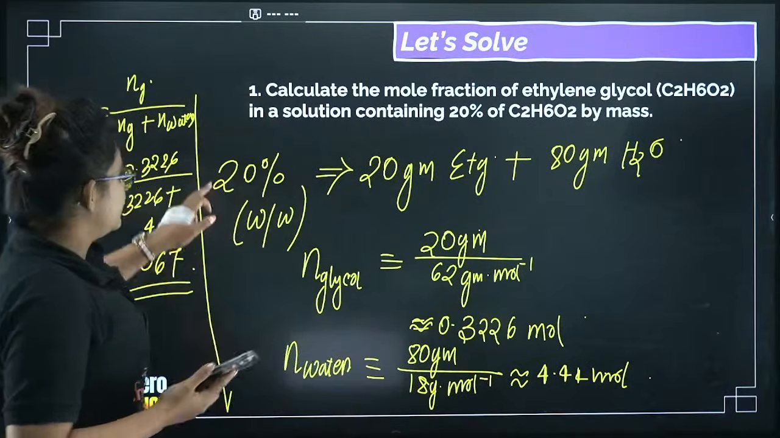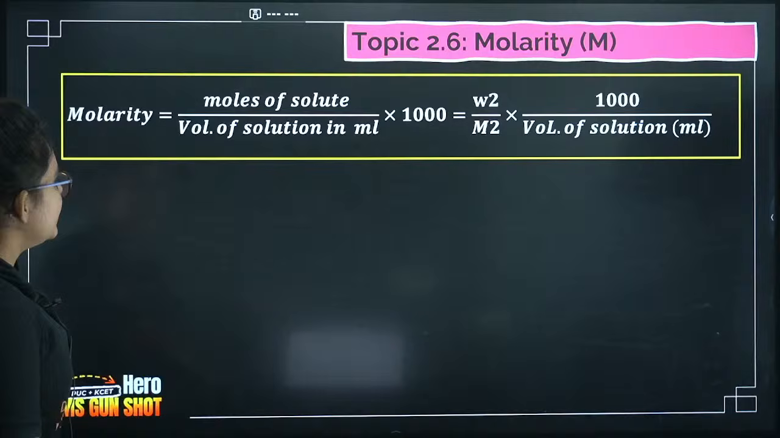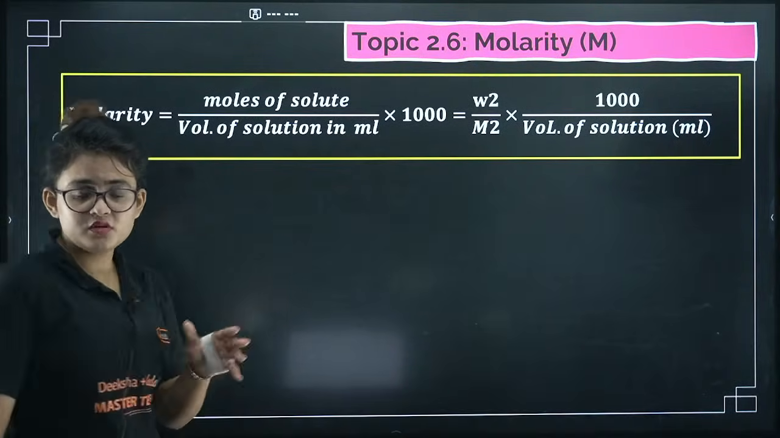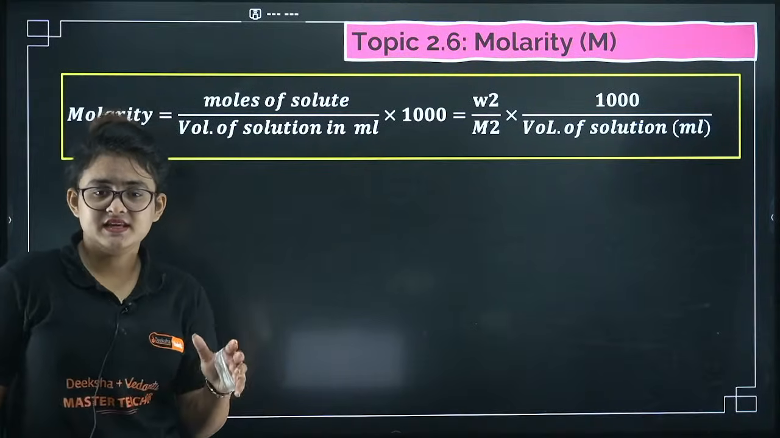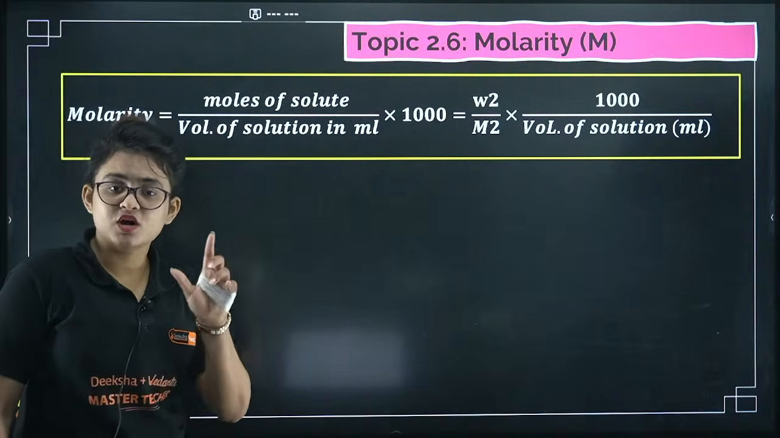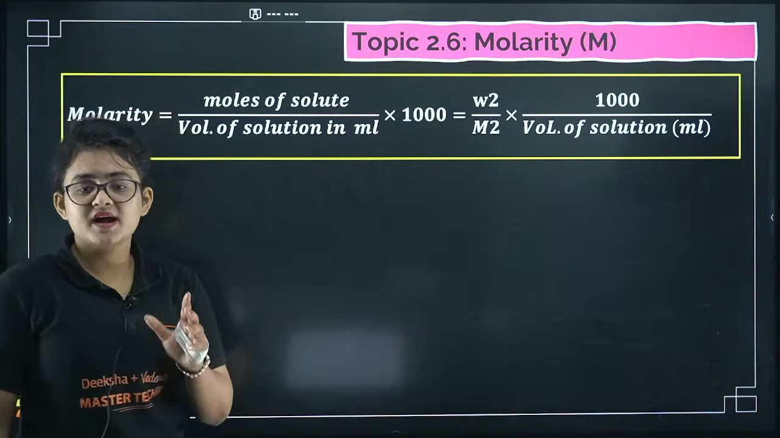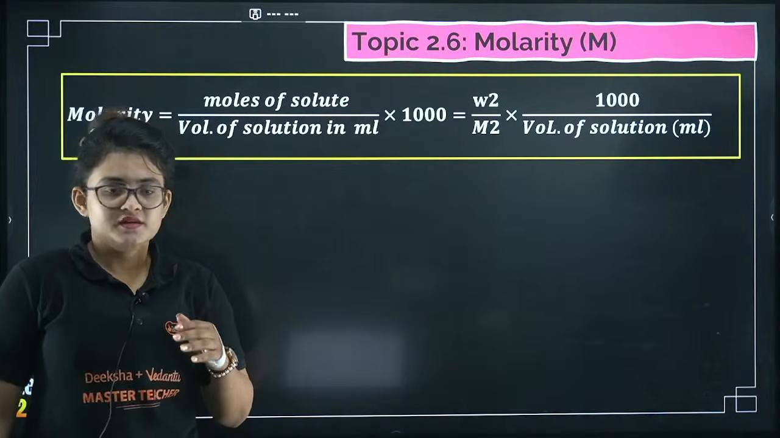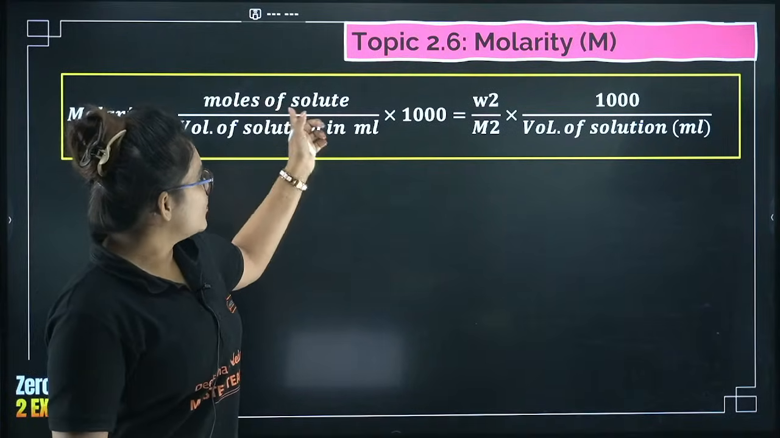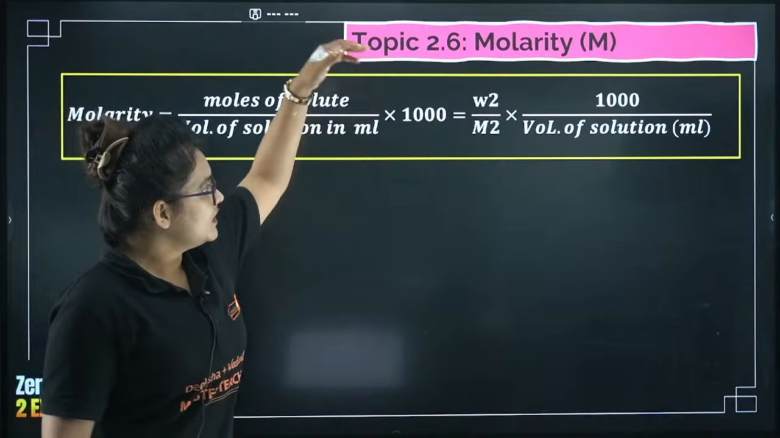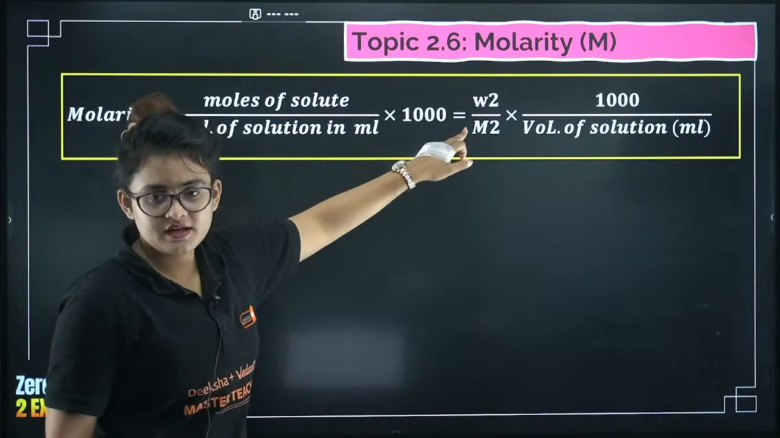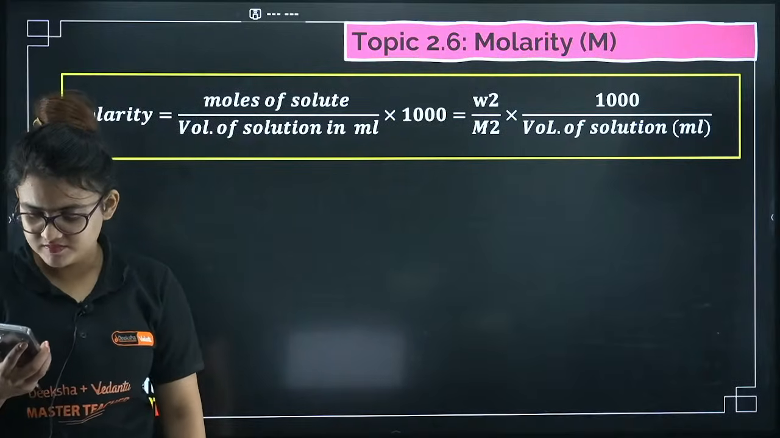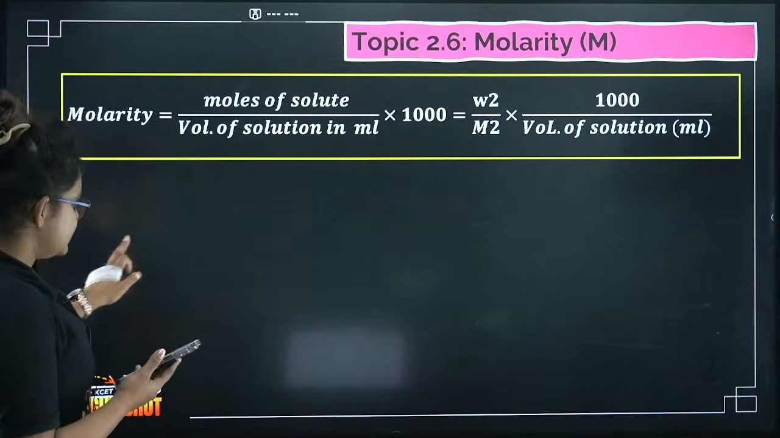Next question, molarity. This is the formula of molarity, that is the number of moles of solute present in 1 liter of the solution. So in the denominator you must have the volume of the solution. In case of number of moles, you can break it down as given weight by molecular weight, into 1000, divided by the volume of solution. Please note down the formula. Next, let's proceed.